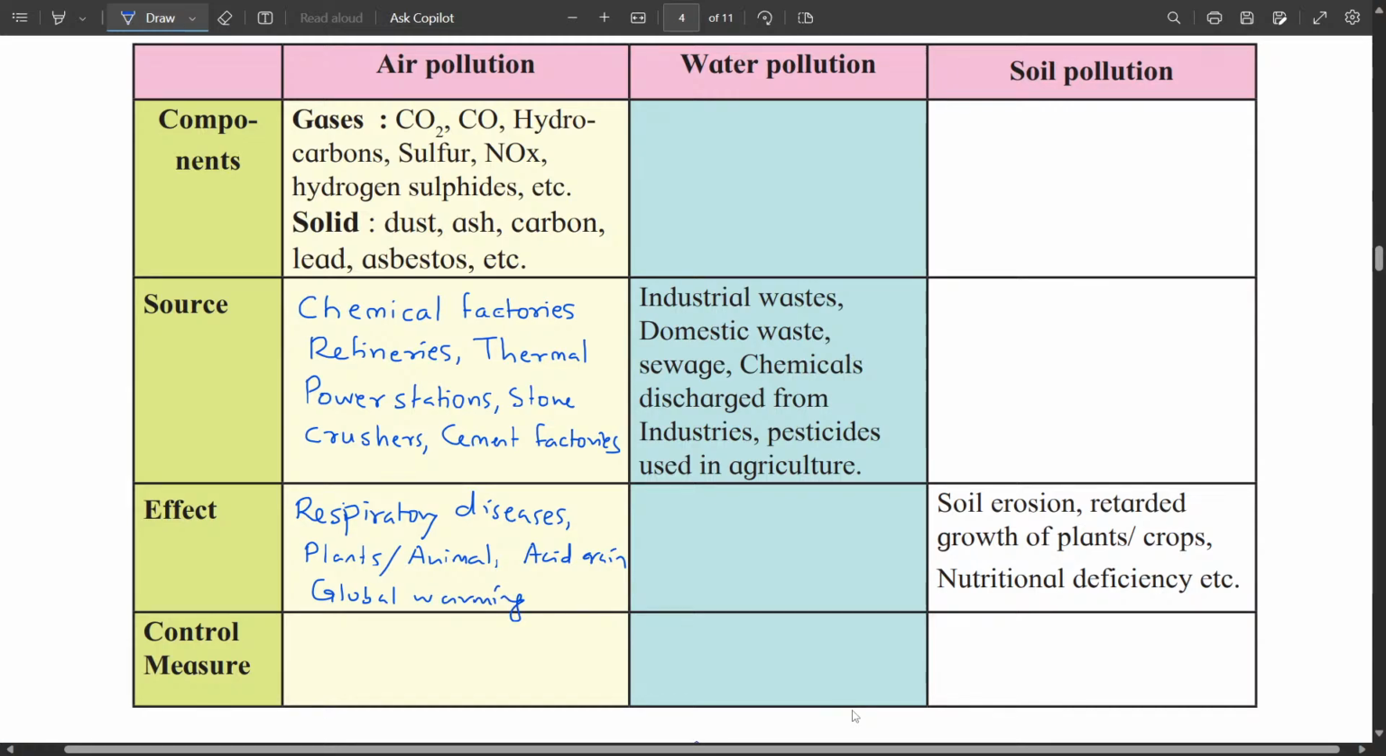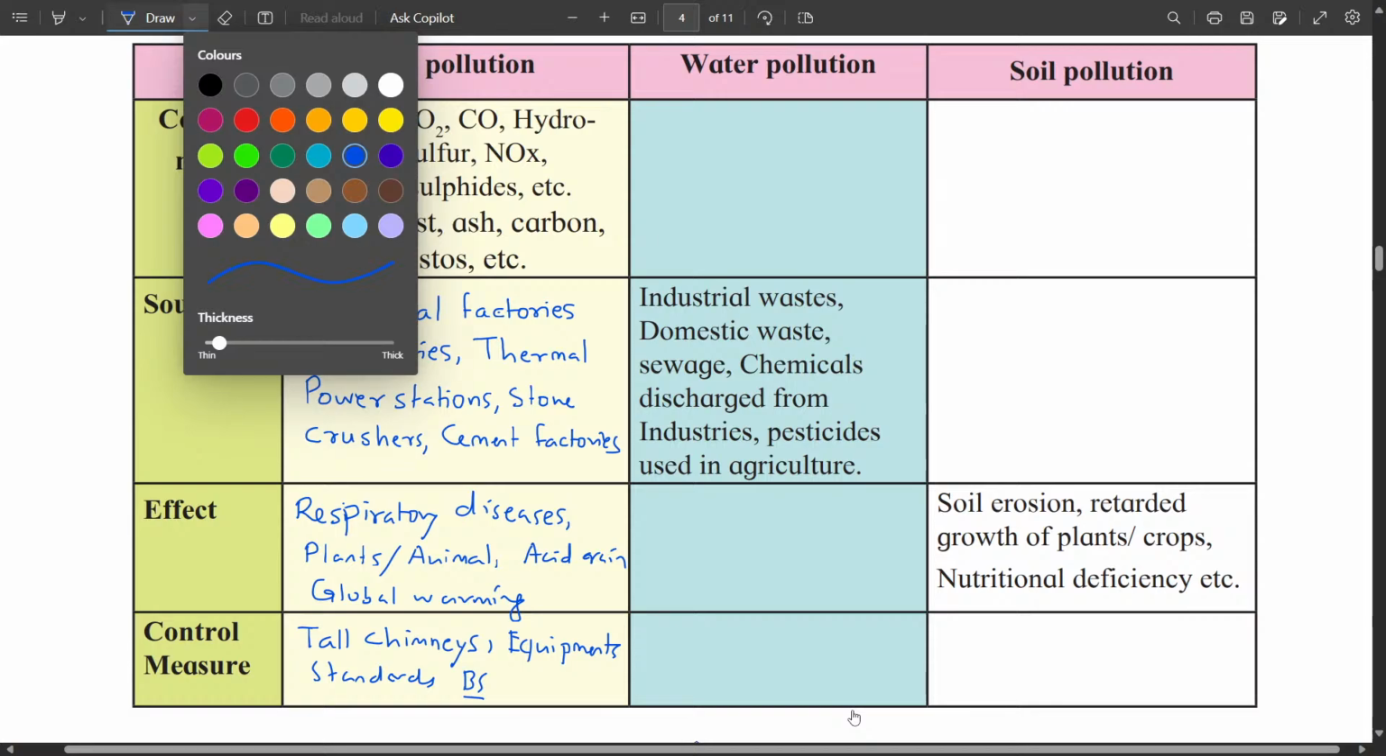Then what are the control measures? How can air pollution be avoided? So tall chimneys can be used so that the toxic gases are released at higher altitude. Then various equipment can be used to control air pollution, and there are standards like BS standards for vehicles to control air pollution. So these are the things about air pollution: the components, the sources, effects and the control measures.